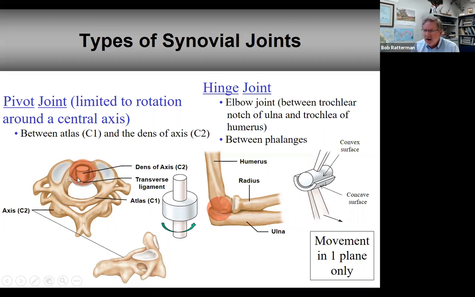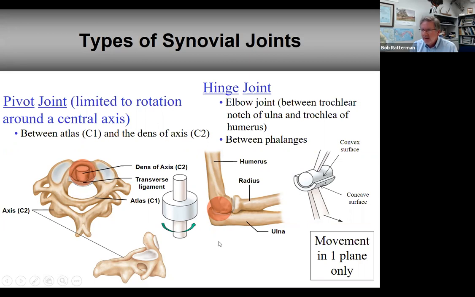But what we're really focusing on with respect to the pivot joint is this vertical protrusion of the axis called the dens or odontoid process, which sits up inside the spinal foramen of the atlas. And when you go to turn your head or pivot your head from side to side, we described in lab how the atlas will move with the occipital bone of the skull, but the axis and all the other remaining vertebrae stay in alignment. So this is an example of a pivot joint where we have rotation.